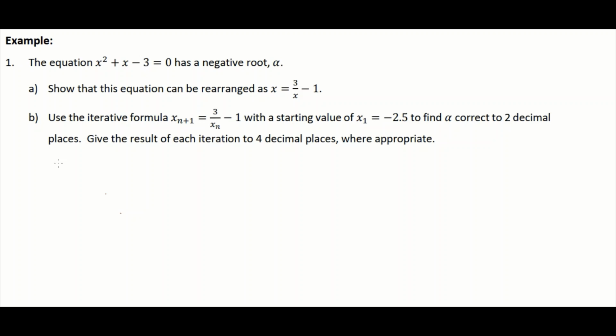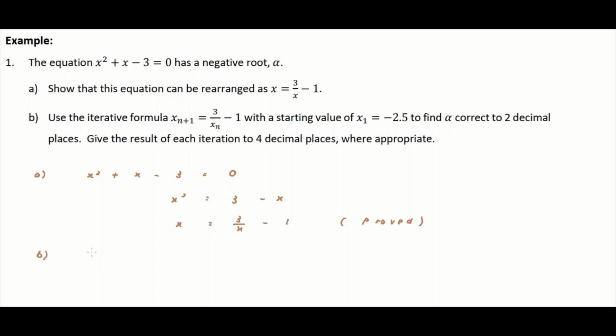Example one. The equation given here has a negative root alpha. Show that this equation can be rearranged as x equals 3 over x minus 1. I guess this is easy, you just rearrange the equation you have. x squared plus x minus 3 equals 0. So I can write x squared equals 3 minus x, and when you divide by x, you get x equals 3 over x minus 1. Okay, proved. After you have this, let's proceed to part B.